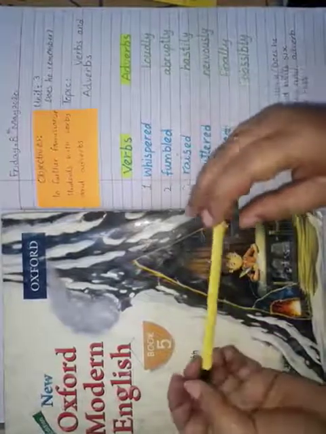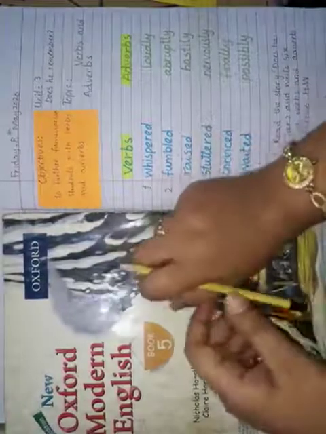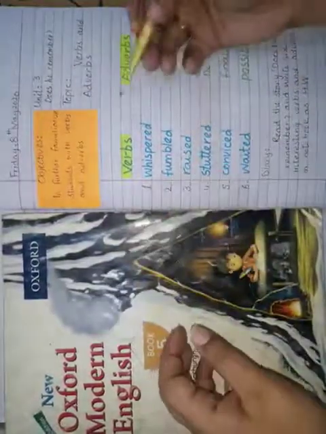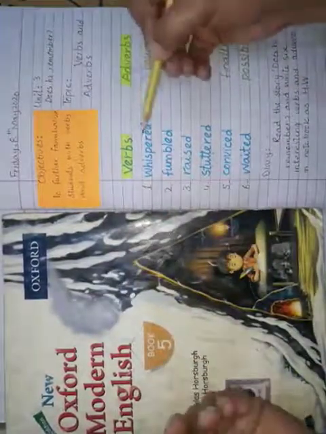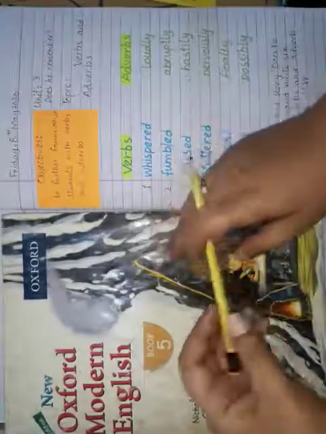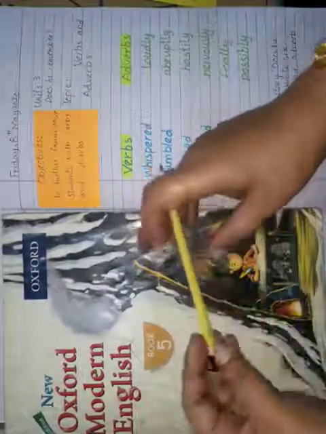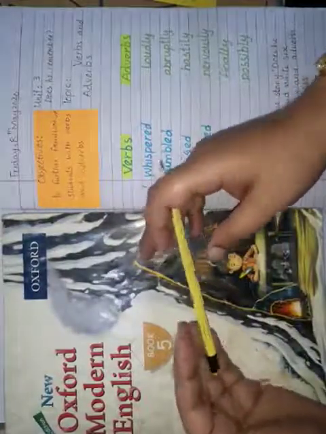Today we are going to do further practice with verbs and adverbs. As you can see, here I have written some examples of verbs and adverbs. But before moving to that, let's review what a verb is. A verb is a word which shows some kind of action.